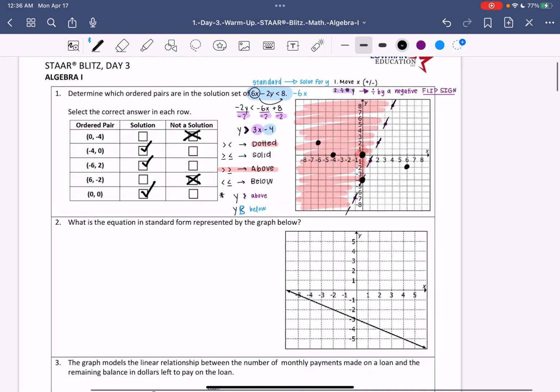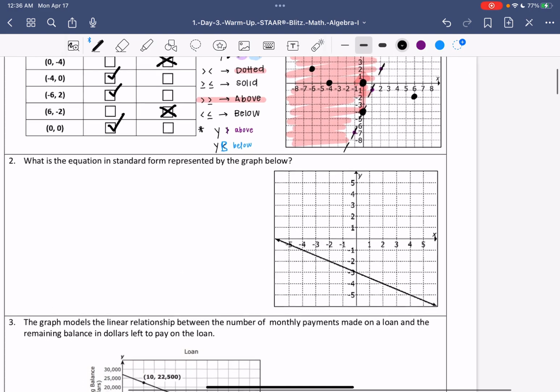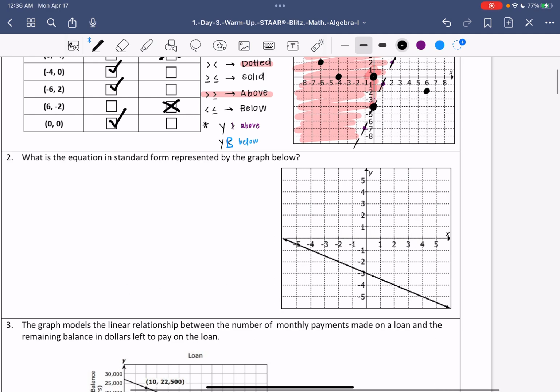All right. Number 2, it says, what is the equation in standard form? So this is something I'm going to teach you new. Okay, and you will have a question. Number 6 on your assignment is like this. So pay attention here. All right, so it's wanting us to write it in standard form.